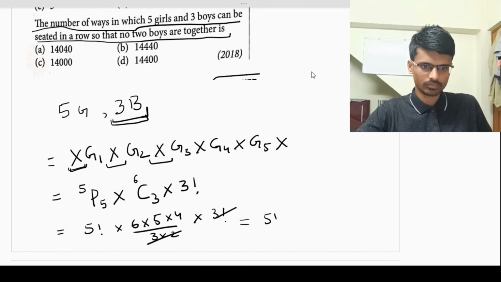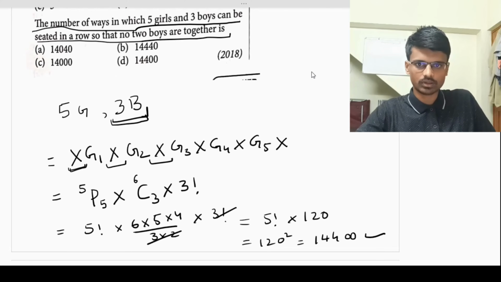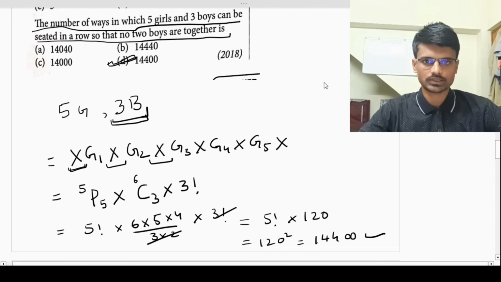So this is 5 factorial, which equals 120 squared, right? What is 12 squared? 144, 0. So this is my correct answer. So my correct answer is 14400. So option D is the correct answer. Okay. Let's go to the next problem.